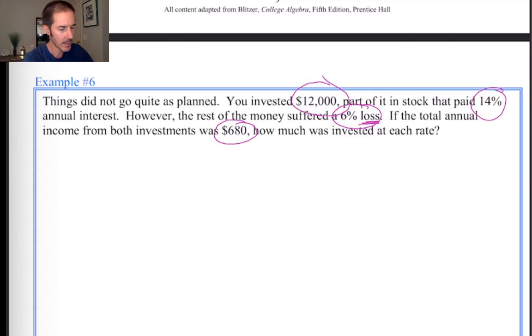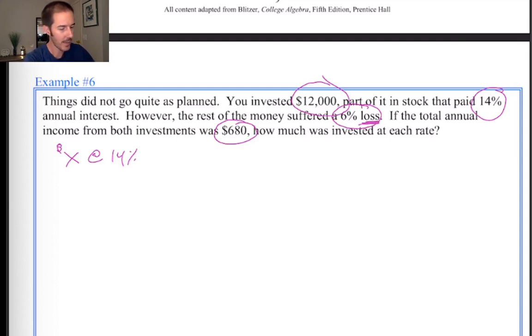So I like to write down that I'm going to invest X dollars. I'll even put a little dollar sign on it. I'm going to invest X dollars at my first interest rate. So I'll put a little at symbol, and we'll say at 14%. Now we're going to invest the rest of our money at this other interest rate.